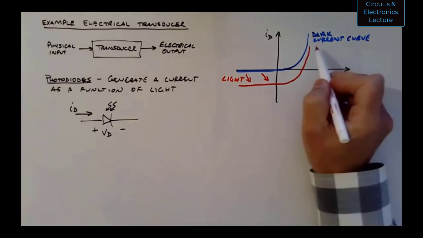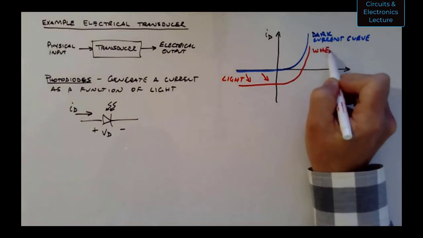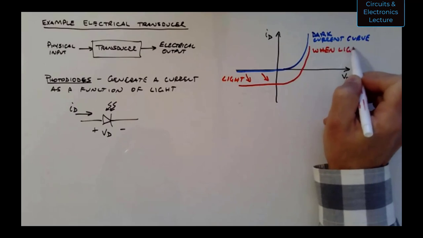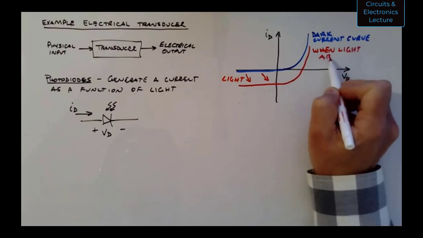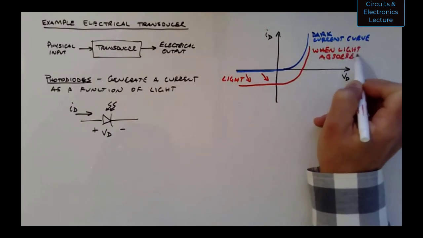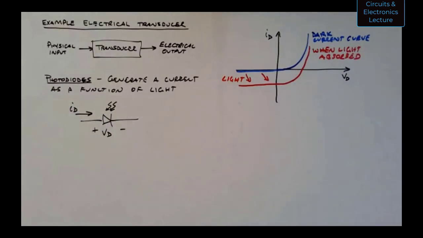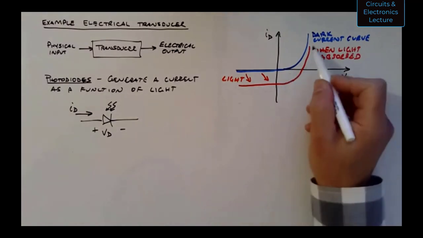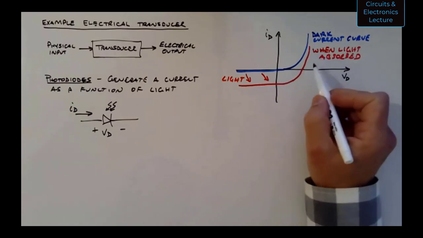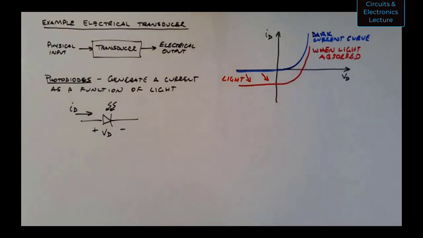Okay, so this is when light is absorbed. So this red curve is the diode in light. Let's talk about two conditions for this diode.